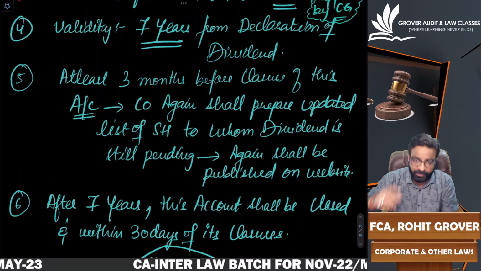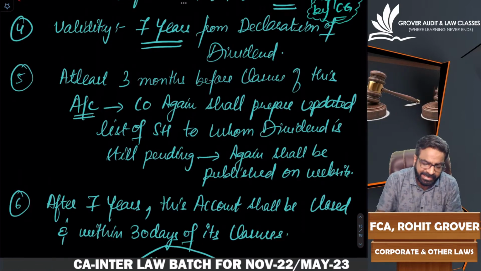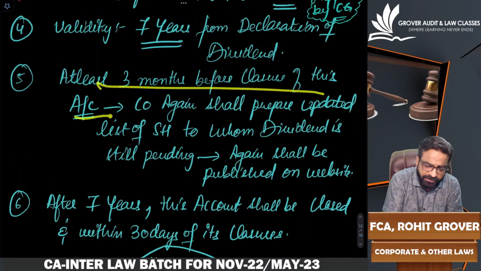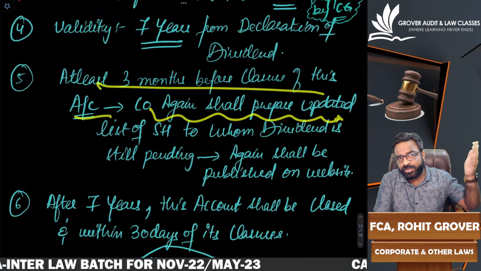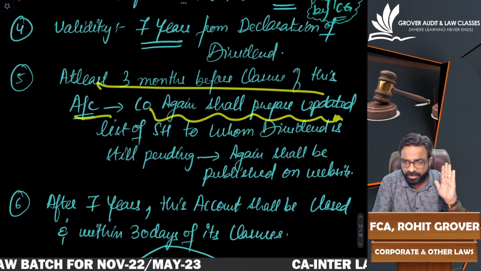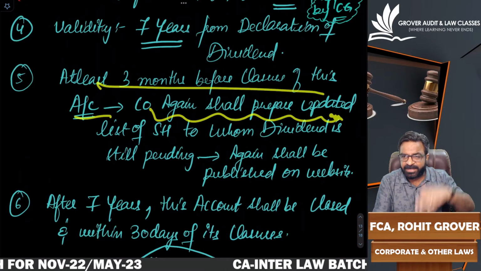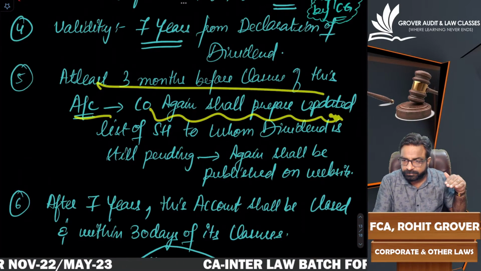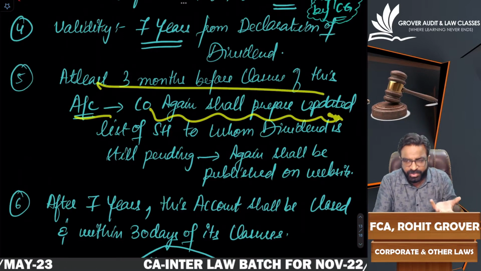Yes, sir. Because what is the validity of this account? 7 years. So at least 3 months before the closure of this account, again we'll prepare the same updated list, because during those 6 years, 9 months, so many people might have come and taken their dividend or not. Now, is it again 2.5 crore or might changes have come? So many people might have claimed their dividend. So it has been reduced or not?